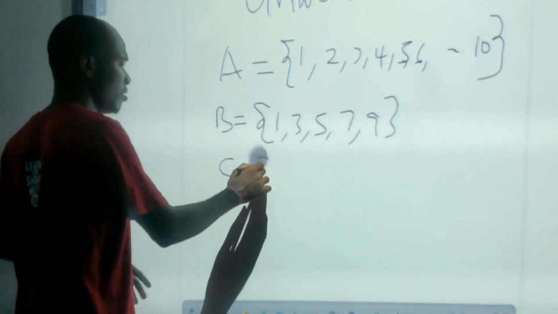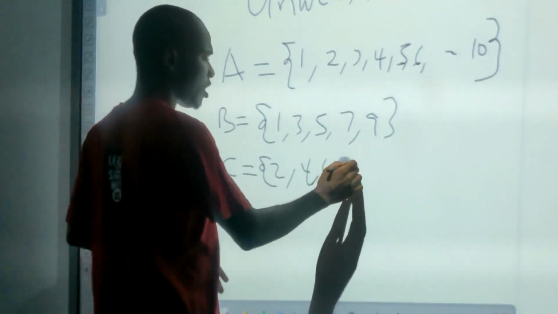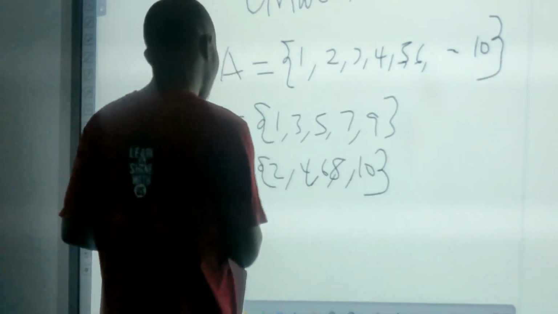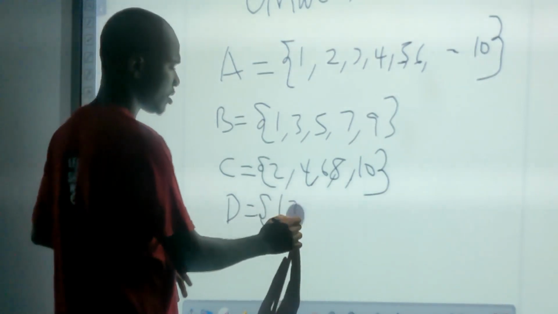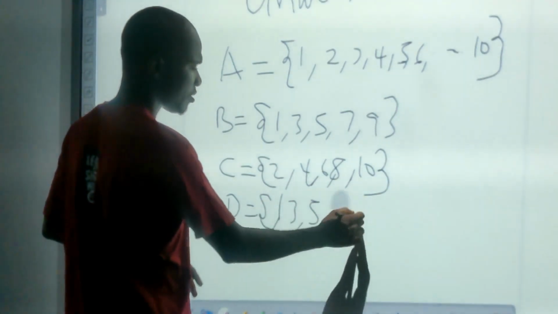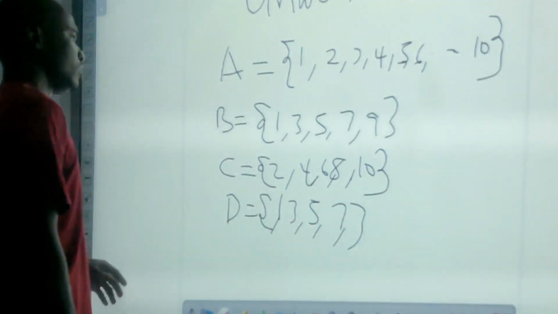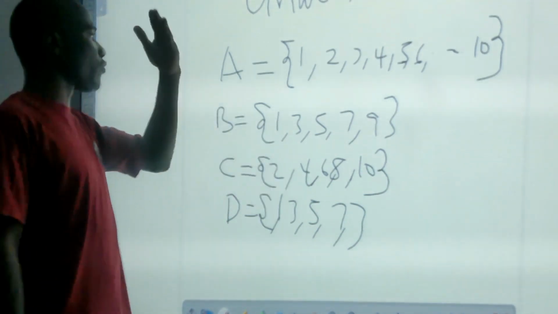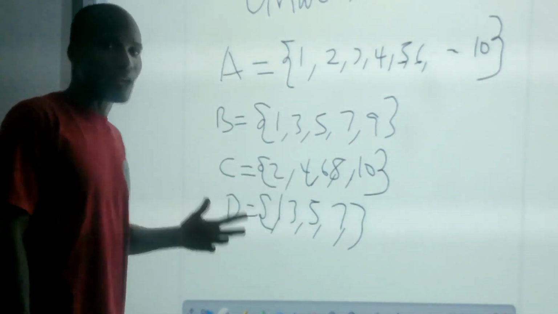C is now all even numbers between them: 2, 4, 6, 8, and 10. Let's say D is now all prime numbers between them. So we have 3, 5, 7, and that will be all. Looking at this, B, C, D are all subsets of A. That means we can say A is a universal set, while B, C, D are subsets.